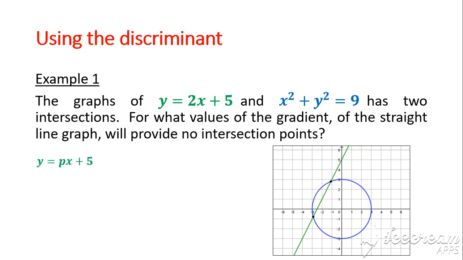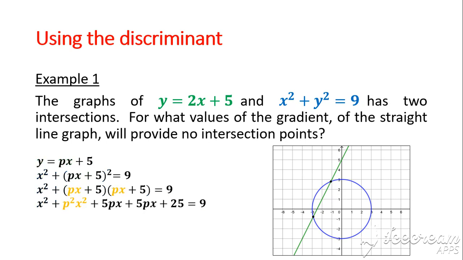All right, let's get into it. Let's write down the straight line graph, y equal to px plus 5. I've kept the y-intercept at 5 and I've changed my gradient to a number called p. Here's my circle formula, x squared plus y squared equal to 9, but I've substituted into the y px plus 5. Right, let's expand out the brackets.